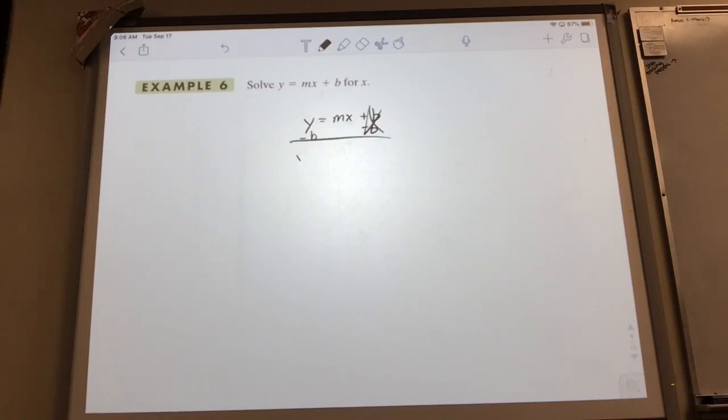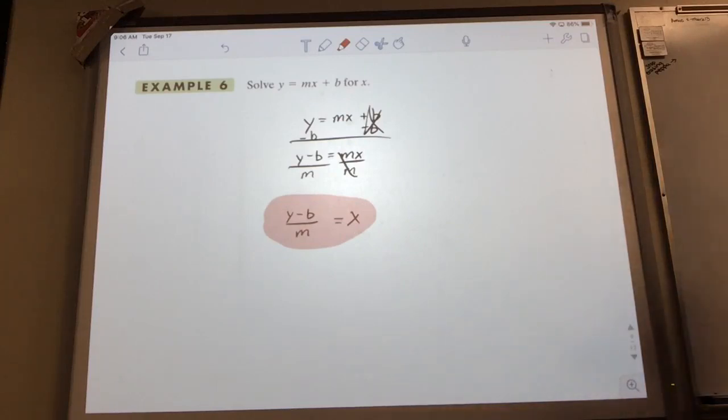That cancels, so y minus b equals mx. X is not alone yet. X is being multiplied by m, so we need to undo that by dividing both sides by m. That leaves our x by itself, and then our answer is going to be y minus b over m. So this is just making you practice doing those without just thinking of the numbers. I want you to know the process, know why the process is happening.